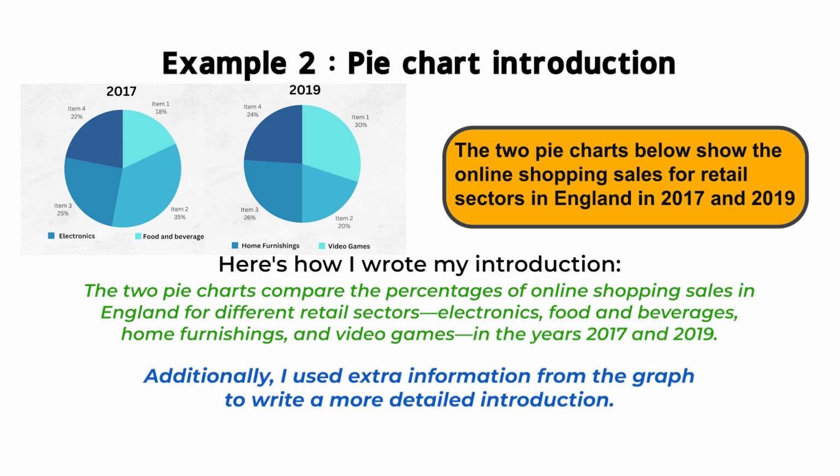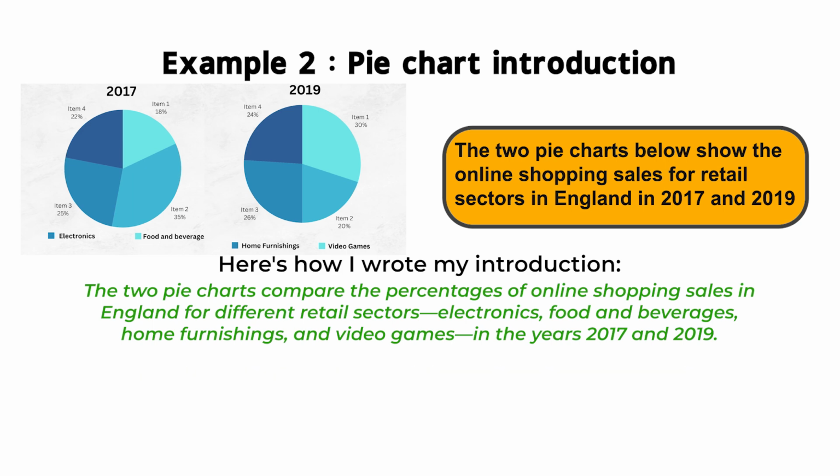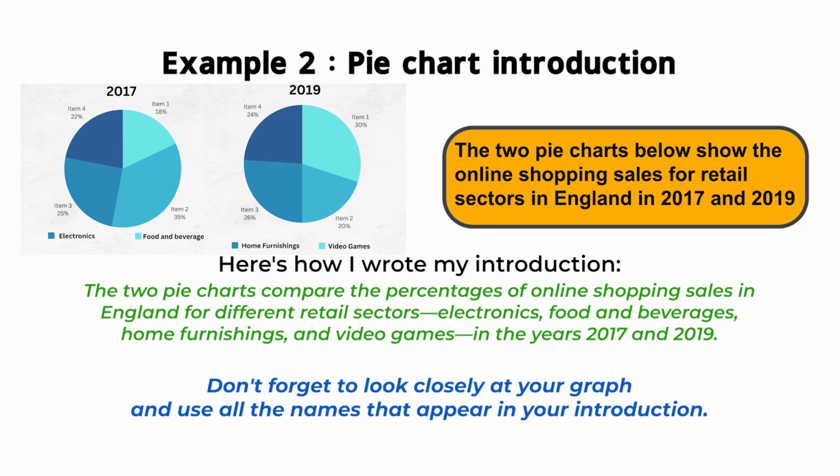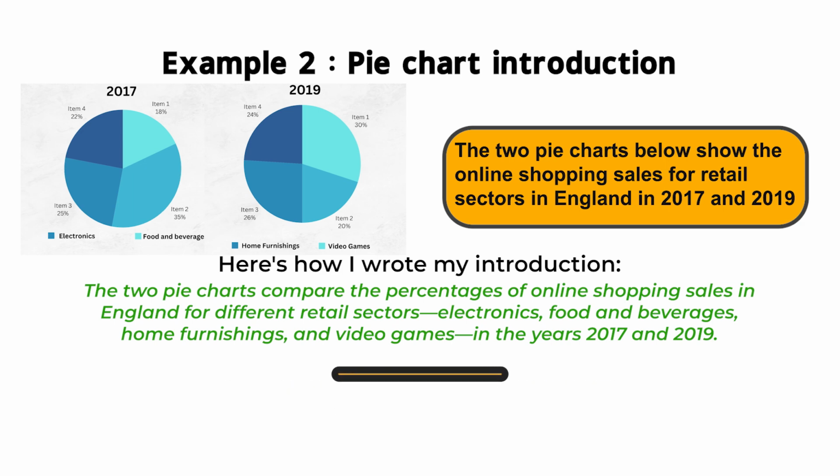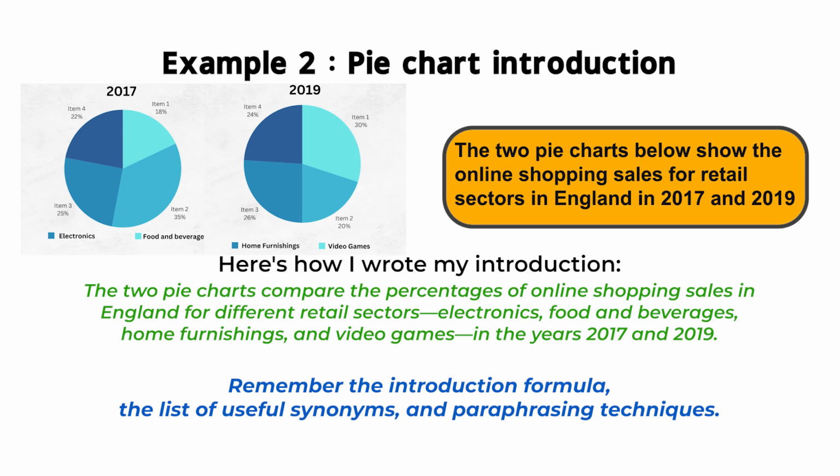Additionally, I used extra information from the graph to write a more detailed introduction. In our pie charts, we are given the names of retail sectors: electronics, food and beverages, home furnishings and video games. So I included these names in parentheses in my introduction right after mentioning retail sectors. Don't forget to look closely at your graph and use all the names that appear in your introduction. That's it. I hope you now have a better sense of how to write a Band 9 introduction for your IELTS Writing Task 1. Remember the introduction formula, the list of useful synonyms, and paraphrasing techniques.